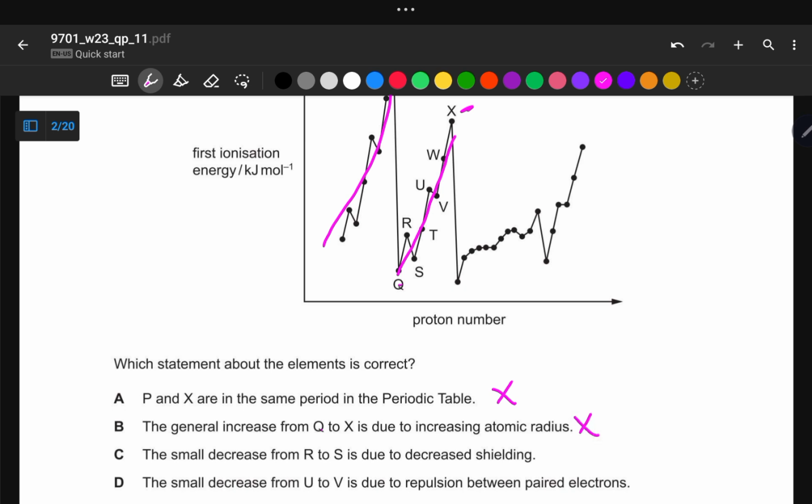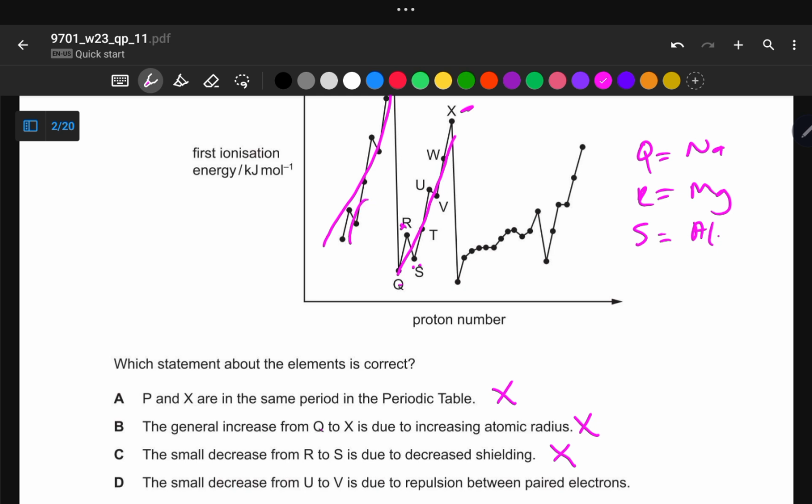The next statement says the small decrease from R to S is due to decrease in shielding. The shielding effect in a period is relatively constant, so this one becomes false. For the decrease from R to S, let us say we are in period 3. Q is equal to sodium, R is equal to magnesium, and S is equal to aluminium. This trend is also in period 2 and so on.